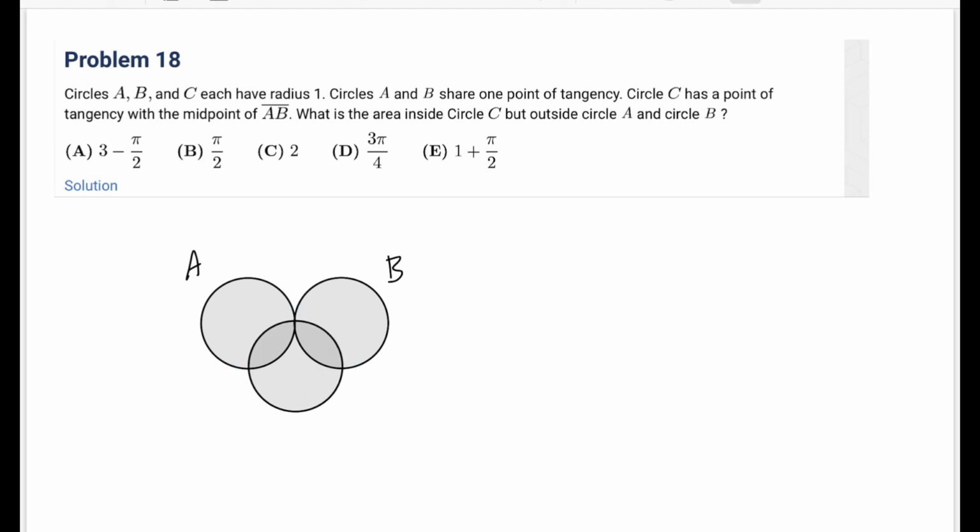So this would be circle C. This would be the midpoint of AB. What's the area inside circle C but outside circle A and circle B? So what we want is this area right here until right here, right? But then what we see is we can make this a straight line.